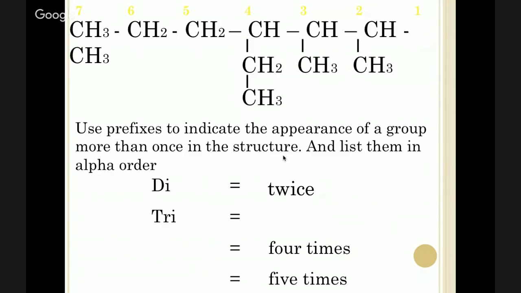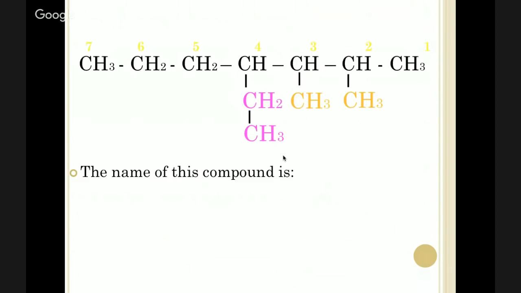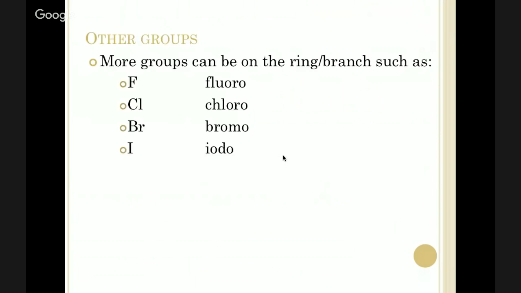If you ever see prefixes, di just means there are 2 times, tri means there's 3 times, 4 times would have been tetra, and 5 is penta. That's getting a little crazy. You probably only see dis and tris. So the name of this altogether would be 2,3-dimethyl-4-ethylheptane. I really don't expect to see anything that hard, but if you could follow me through this, you're probably fine.